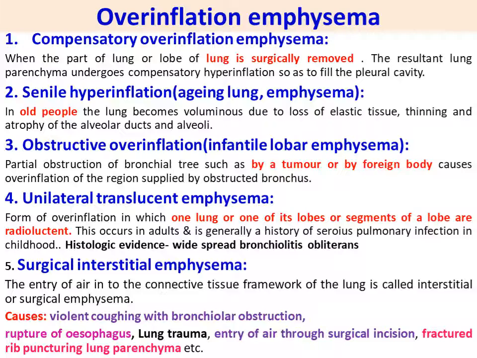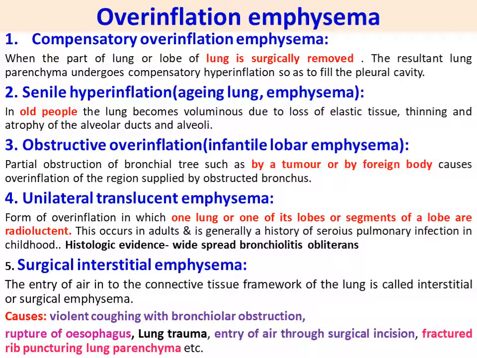Obstructive overinflation emphysema is due to a tumor or a foreign body. There will be obstruction in the bronchial trunk due to the tumor or foreign body, and this causes the overinflation emphysema. Next, unilateral translucent emphysema.